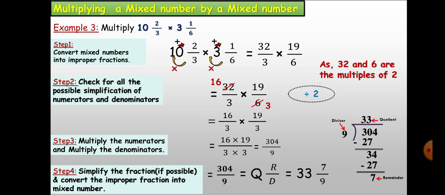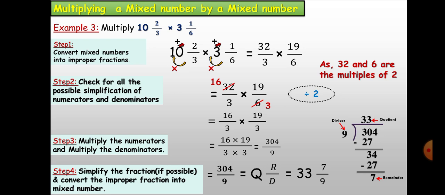So then you have to check for the simplifications of the numerators and the denominators, like 32. Here I got to know 32 and 6 are divisible by 2. So just divide them and we're going to have 16 over 3 multiplied by 19 over 3. So we have to multiply.